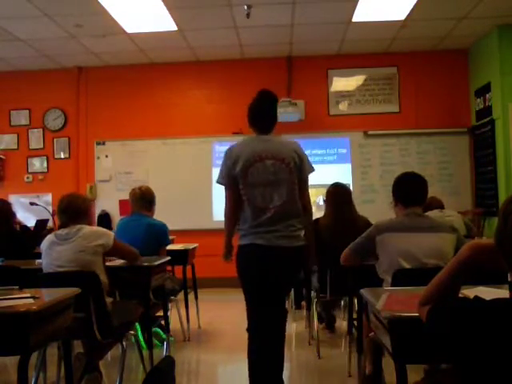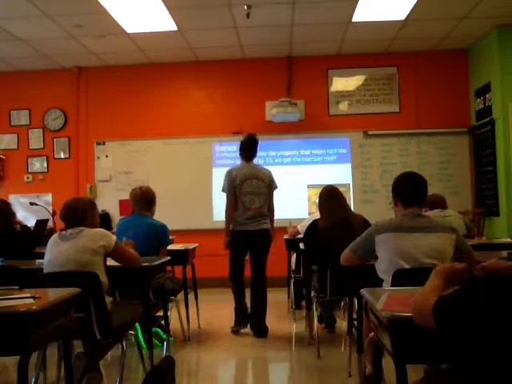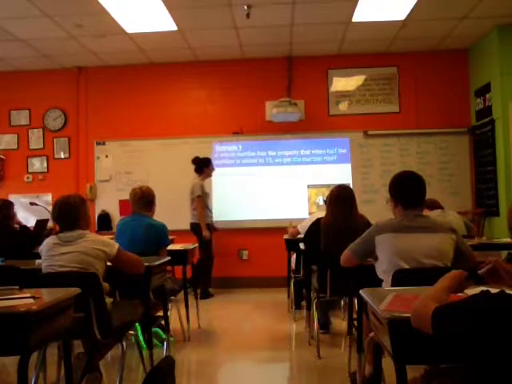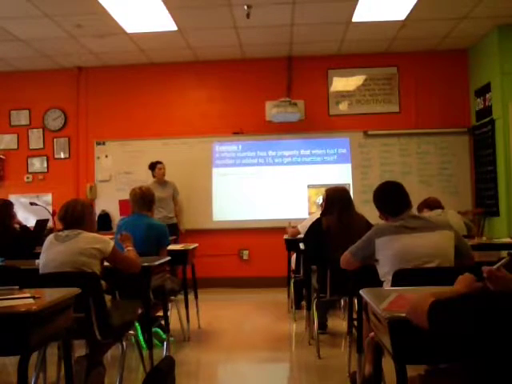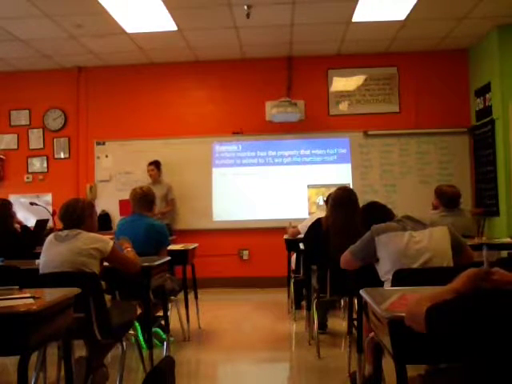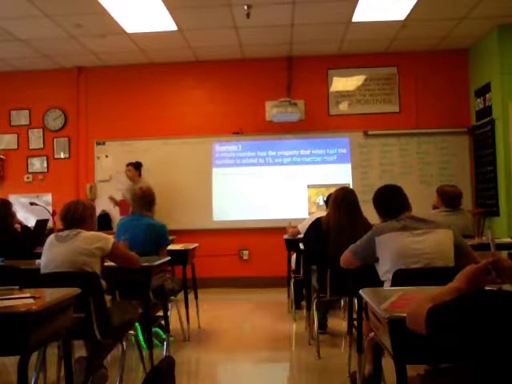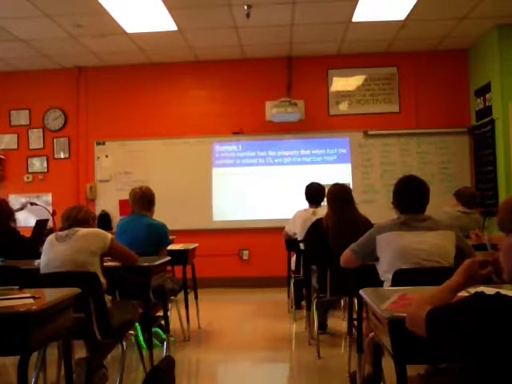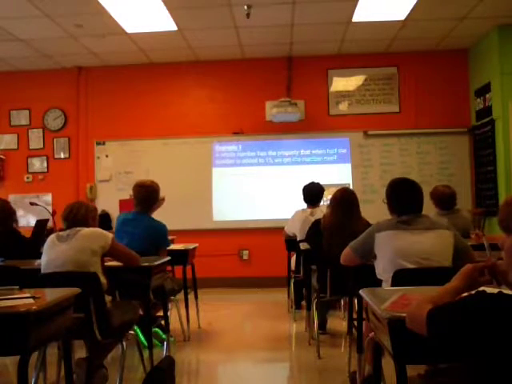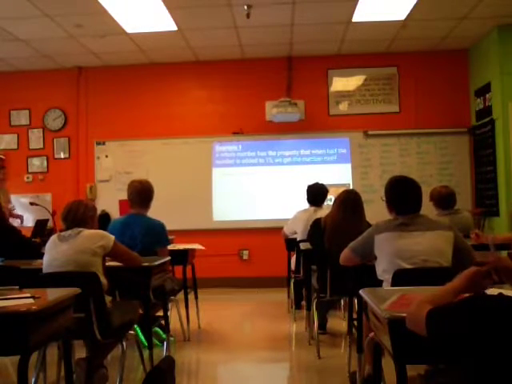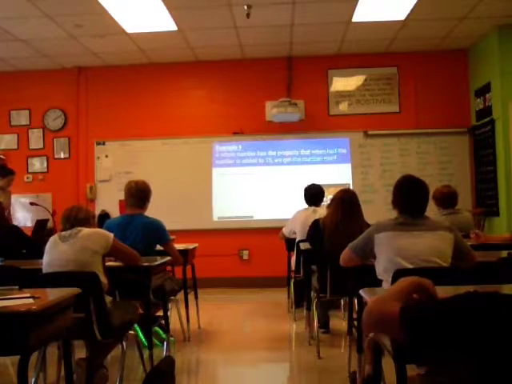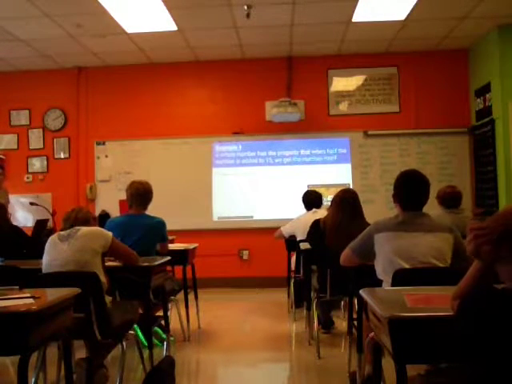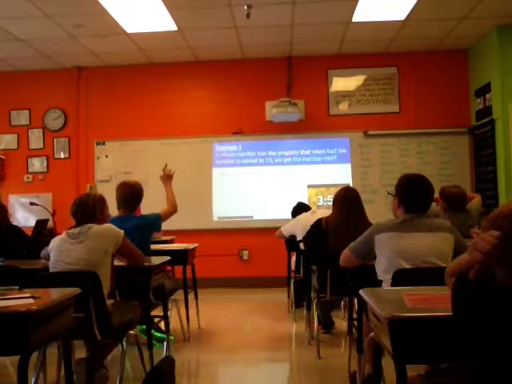So, a whole number has the property that when half of the number is added to 15, we get the number itself. It's going to be okay. I want you to flip over your red one ready. Just try to set up an equation for this. An equation has to have what? It has to have an equal sign.